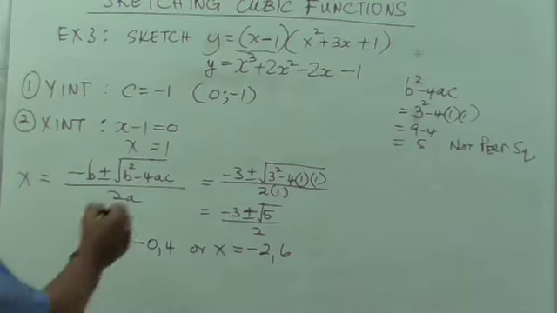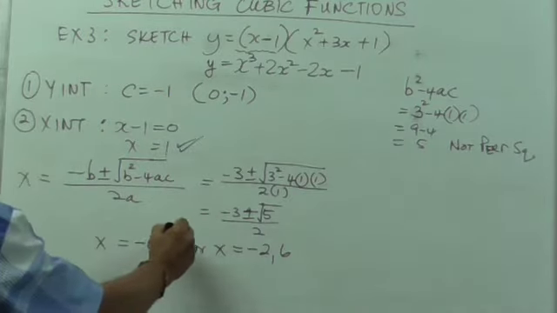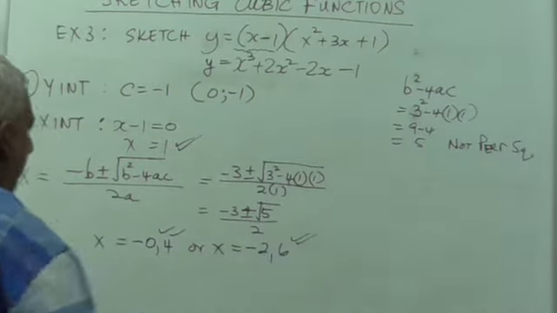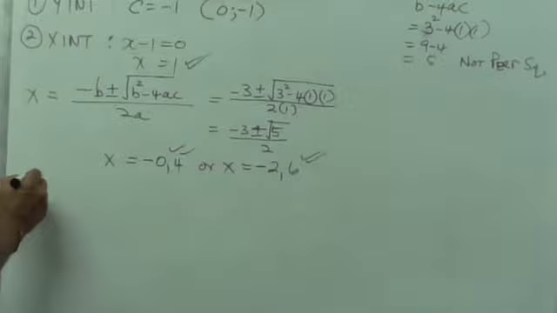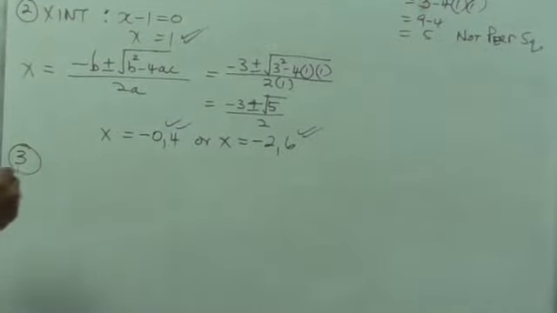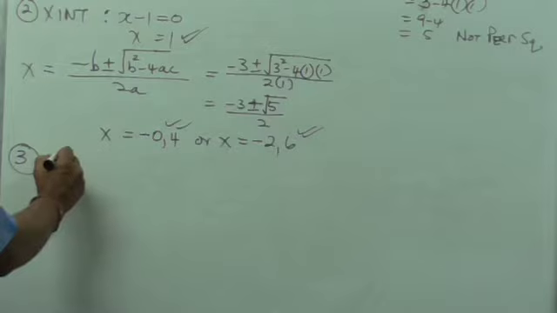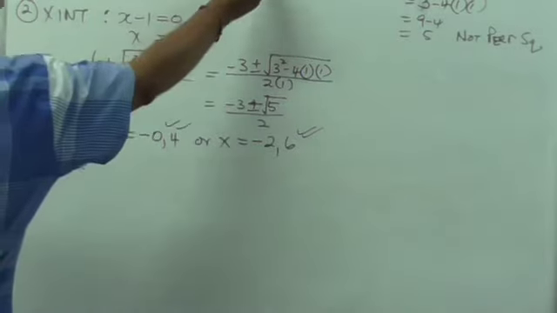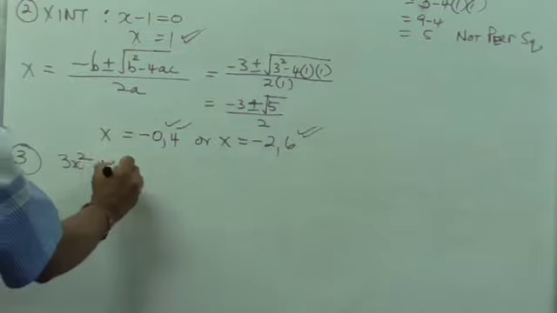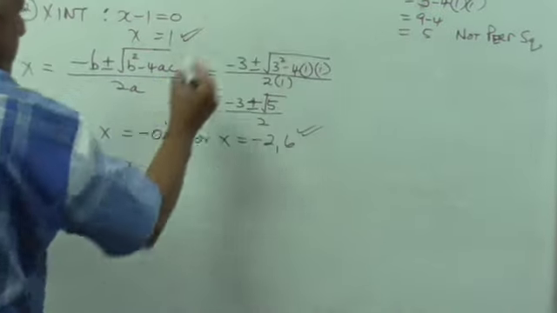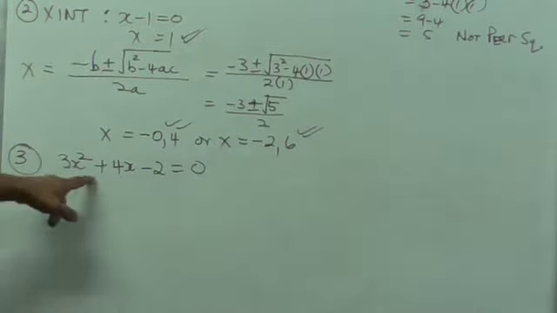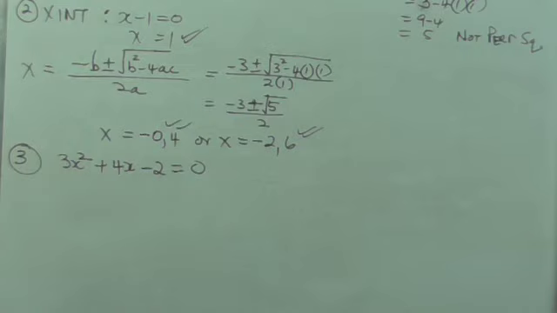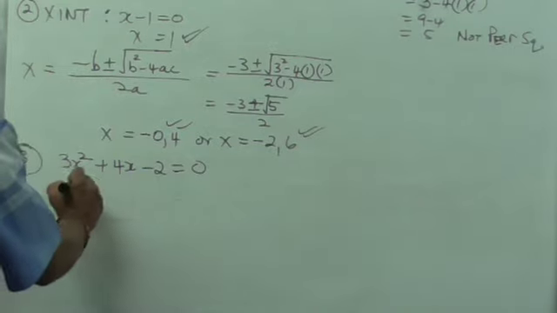Alright, we finished with the x-intercepts. So we know that the x-intercepts are 1, minus 0,4, minus 2,6. Now we are going to find the derivative and make it equal to 0. So the derivative will be 3x squared plus 4x, 2 times 2, 4x minus 2, and I'm going to make it equal to 0. And once again I can see that this will not factorize. Or if you work out b squared minus 4ac, you will find that it does not factorize. Again, you'll be forced to use the quadratic formula.